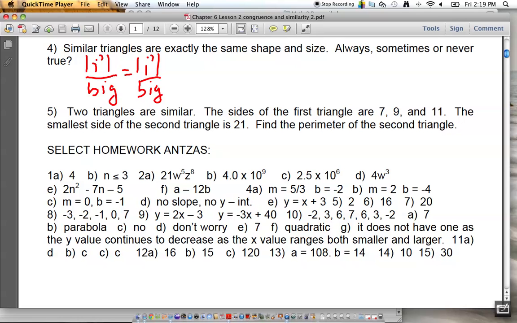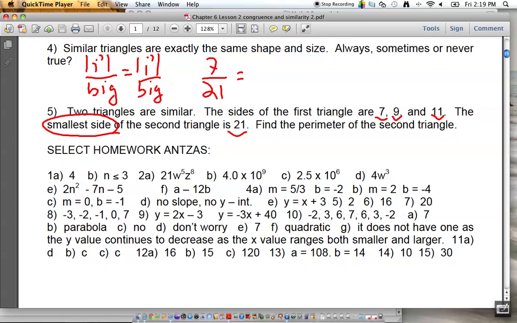Okay, now, here are the sides of one triangle: 7, 9, and 11. It says the smallest side of a second triangle is 21. So what side matches up with the 21? Is it the 7, 9, or the 11? The 7, because it says the smallest side. Which is the smallest side? 7. So 7 is to 21 as.